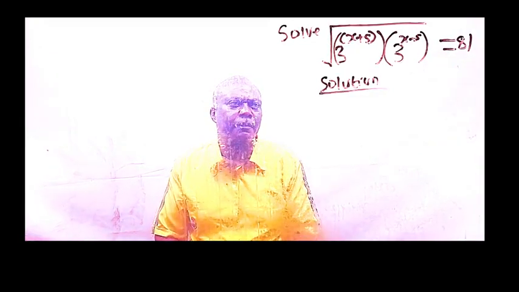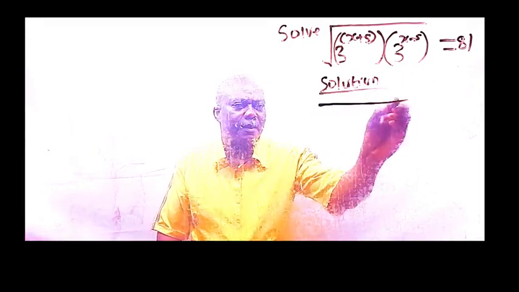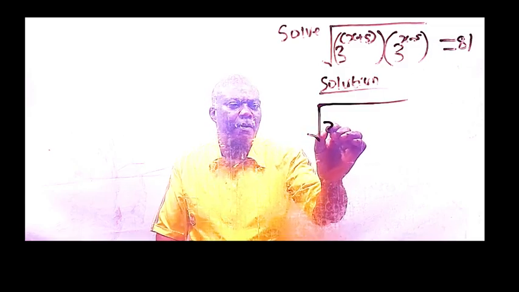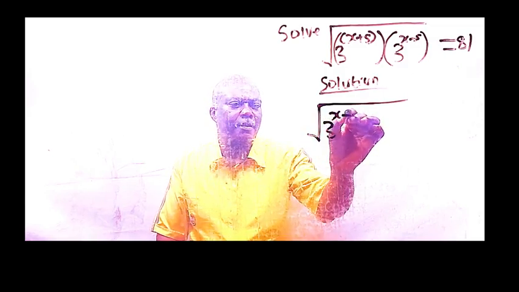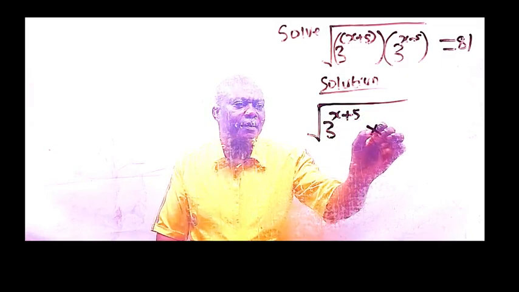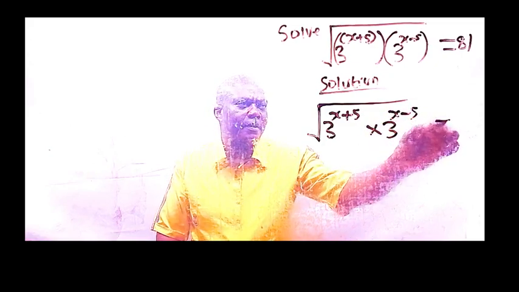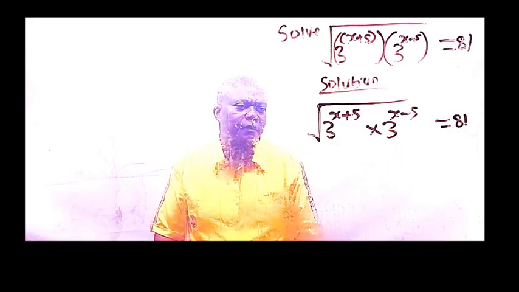Let's solve this problem. This one now, since it's multiplying, we can write it as 3 raised to power x plus 5 multiplied by 3 raised to power x minus 5 equals 81.